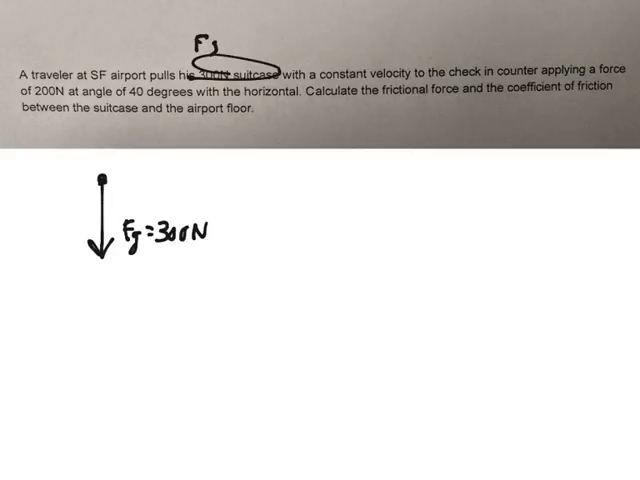And he's pulling with a constant velocity, so that means acceleration is 0, the sum of my forces must equal 0. So that means everything has to cancel out. And he's applying a force of 200 newtons at an angle of 40 degrees with the horizon. So this is my horizon.